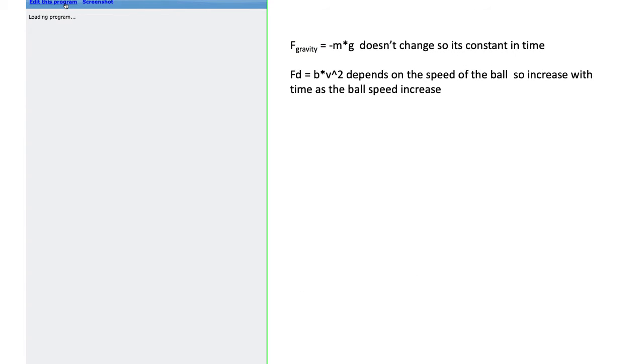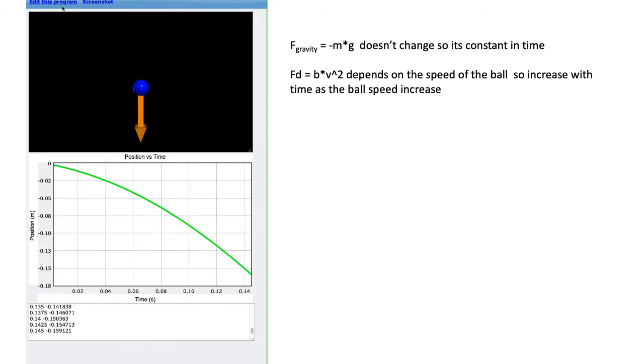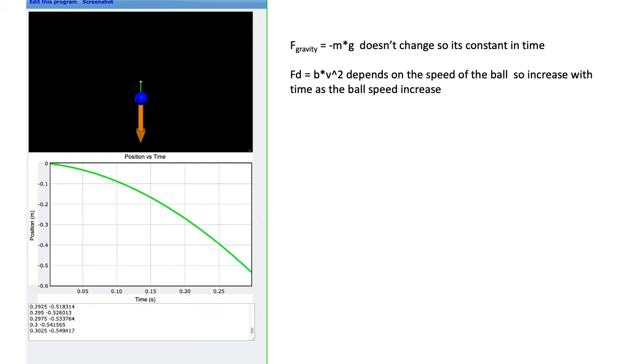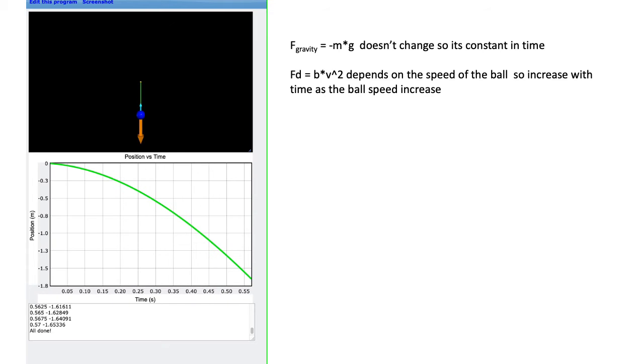We can see here the motion accounting for both forces. The weight is constant because it's equal to the mass and the gravity constant, which doesn't change in time. And the drag force, which is proportional to the velocity of the ball, is 0 and then increases with time. This is why the drag force appears after the motion.